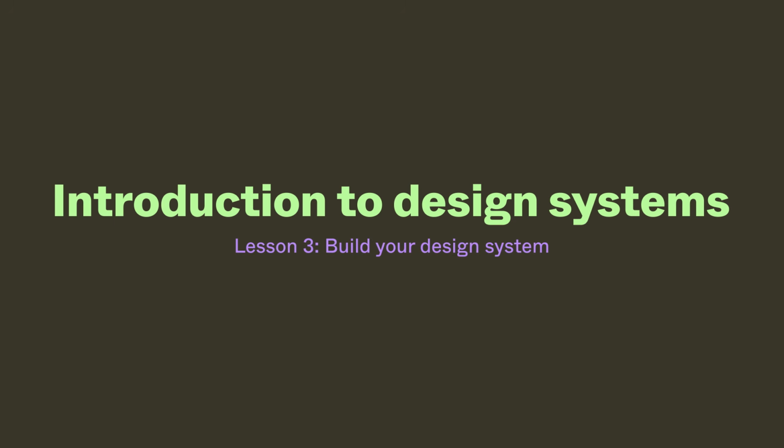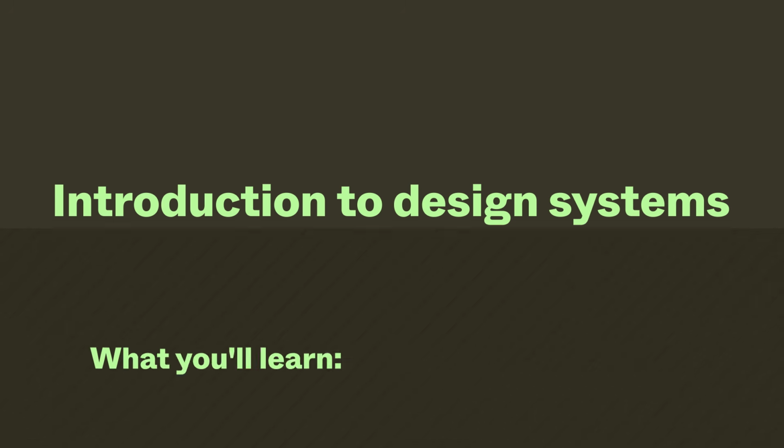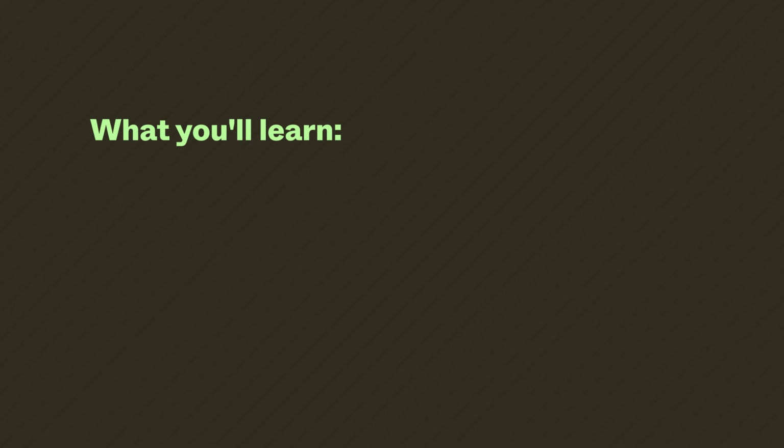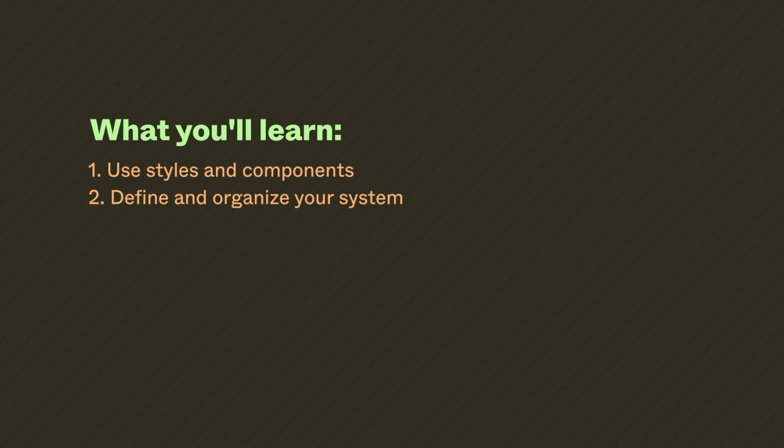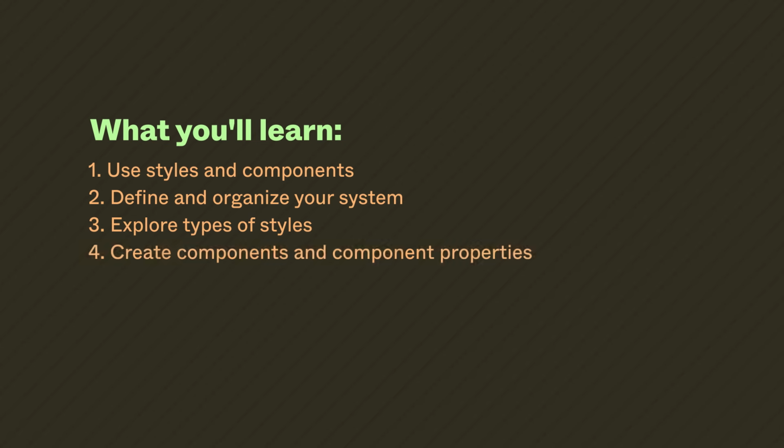Welcome back. In this lesson, we'll join Kai and the Habitz team as they build their design system. We'll focus on some core design system features in Figma, styles and components, as well as some tips for defining and organizing your system. We'll explore the different types of styles you can create, components, variants, and other component properties, and establish consistent naming conventions across the system.